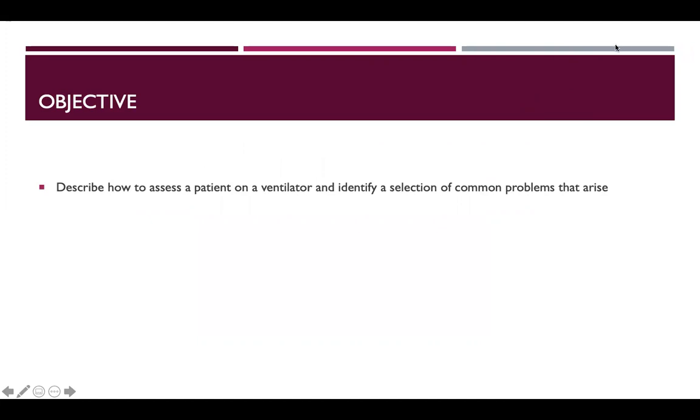Okay, so for the first section, we talked about just the basics of ventilation, the mechanics, different types of modes that you would use, and the physics behind those types of modes. And today we're going to talk about how to see how your patient is doing when they are on a ventilator, and also talk about a selection of very common problems that would arise for patients that are ventilated.